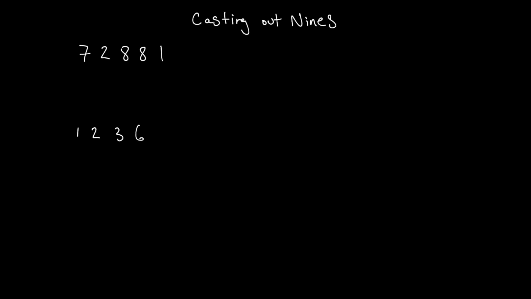Okay, now casting out nines comes into play with digital roots when we're checking an answer. So I would like to go over the concept of casting out nines as it applies to digital roots. So let's take the digital root of this number here. Simply add them together.